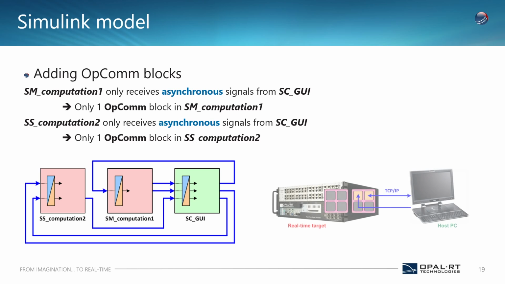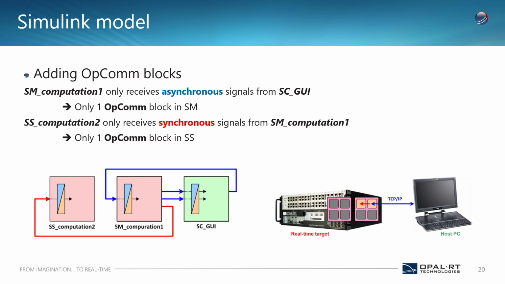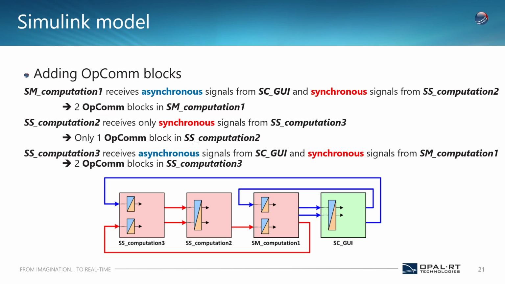Here two computational subsystems are used, so it is using two cores of your real-time target. Only one OPCOMM block in SM. It's showing here what kind of signal it's getting. Look, you can even add more than one OPCOMM block; it depends on the complexity of your subsystem.